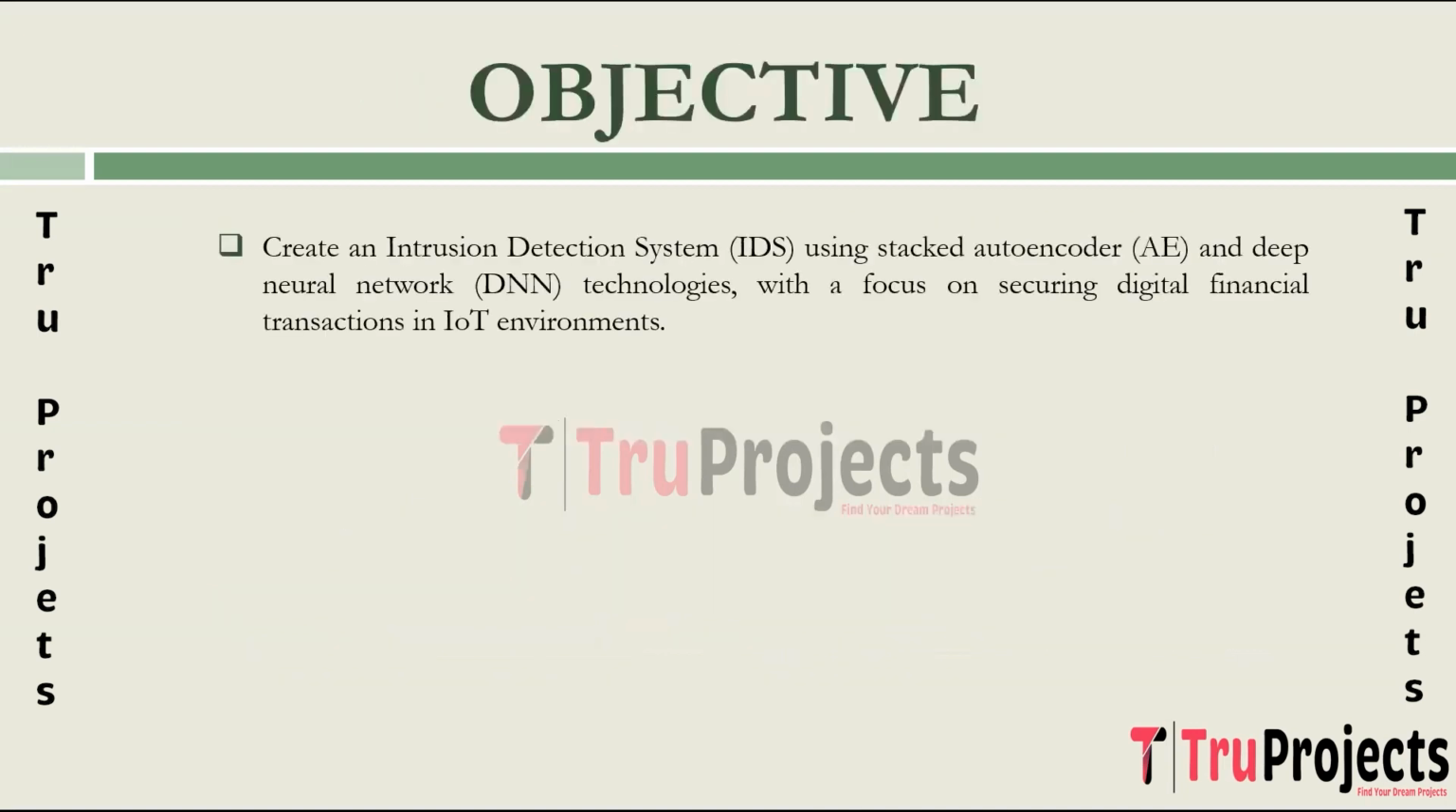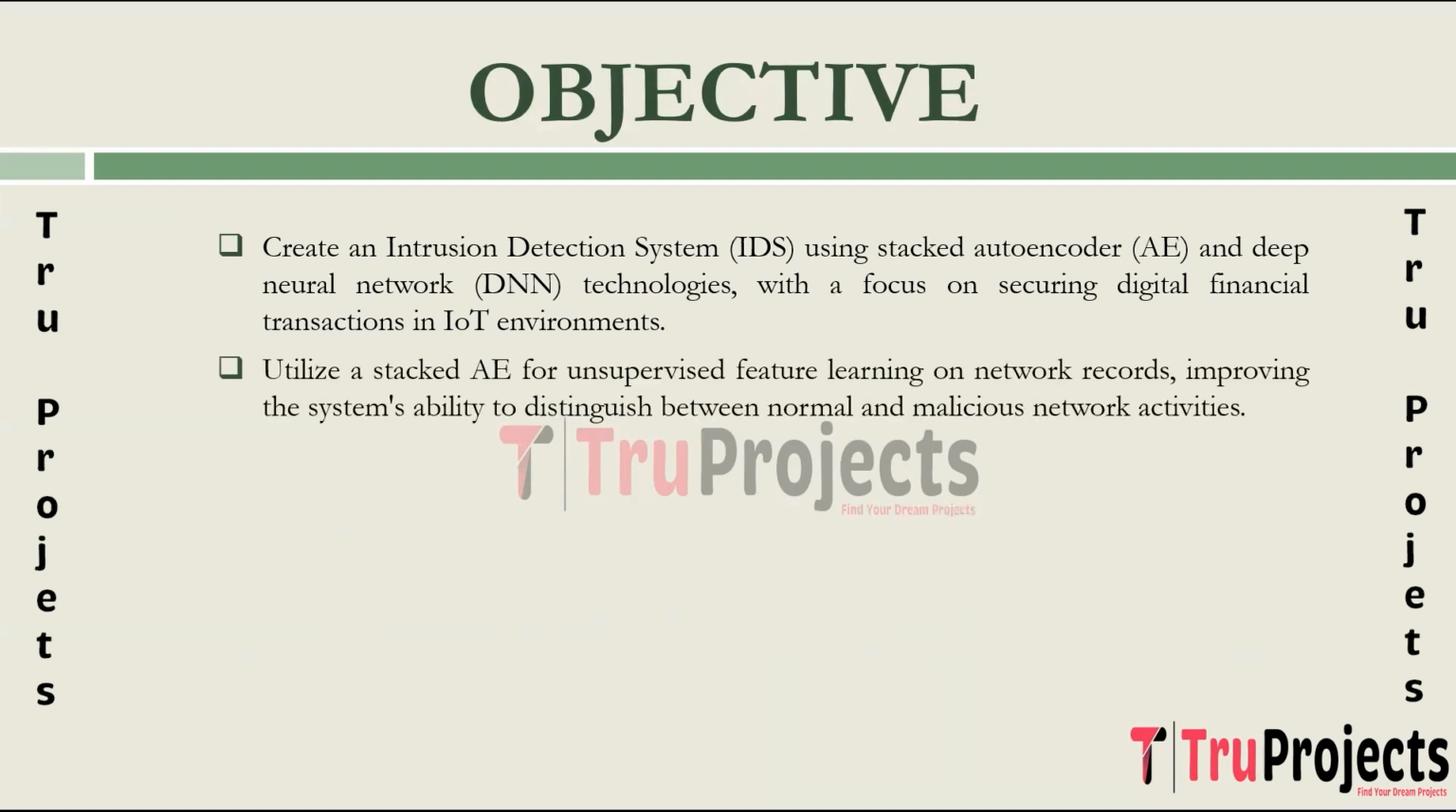Objective of the project. The primary objective of the project is to develop an effective intrusion detection system leveraging stacked autoencoder, which is AE, and deep neural network, which is DNN, technologies, to address the escalating security challenges in IoT environments. The focus is on securing digital financial transactions and urbanization services where the potential for network attacks is significant.